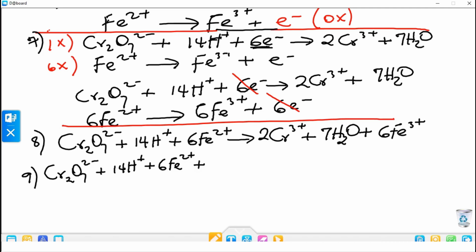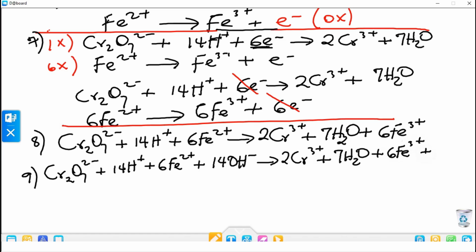So we have to go ahead now to add our OH. So we have 14 OH. Since we already have 14H plus, we have to add 14 OH. So in adding our 14 OH, this gives us 2Cr3 plus, plus 7H2O, plus 6Fe3 plus, plus 14 OH minus. So this is actually what it should be.